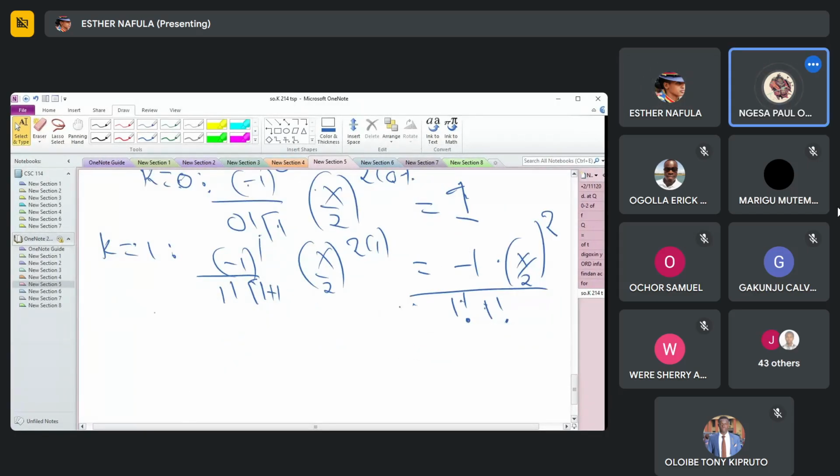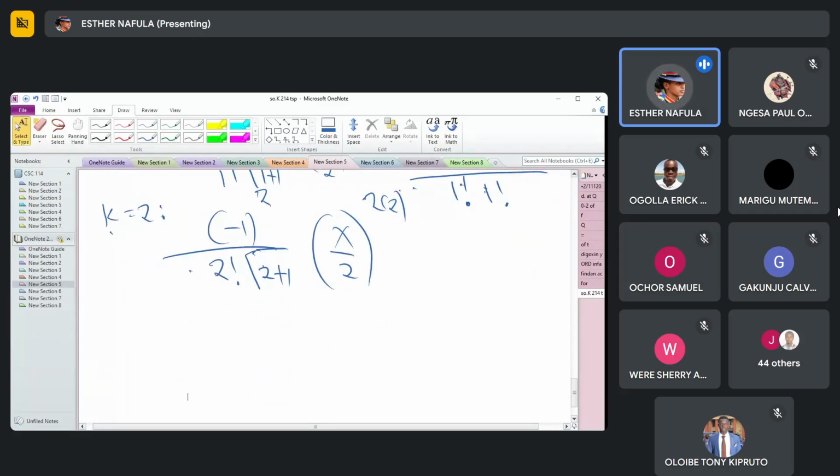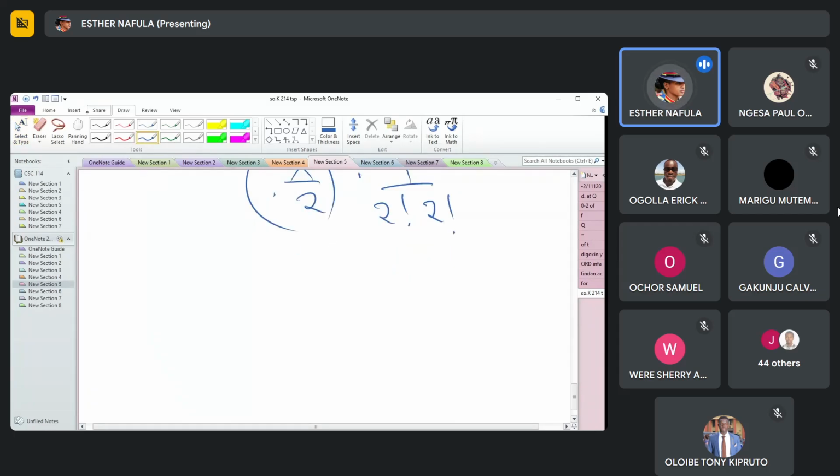When k is 2, we have (-1) raised to power 2 divided by 2 factorial, gamma of 2 plus 1, times (x/2) raised to 2 times 2. If we simplify this, (-1) squared gives us positive. So we have positive (x/2) raised to power 4 times 1 over 2 factorial. Gamma of 2 plus 1 is the same thing as 2 factorial. We can obtain a value for k equals 3 and then stop there.